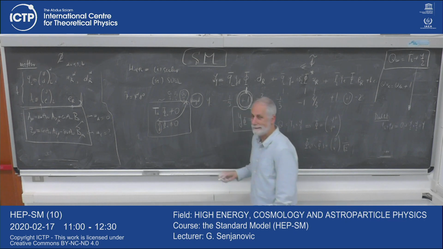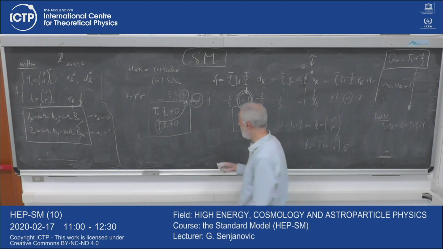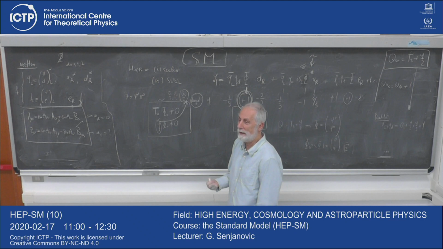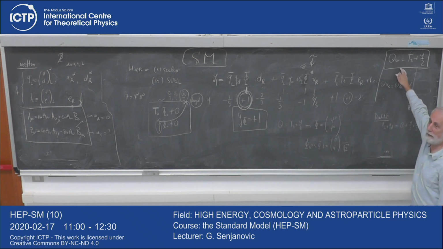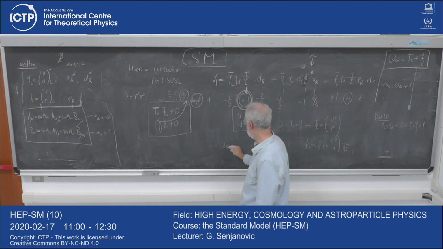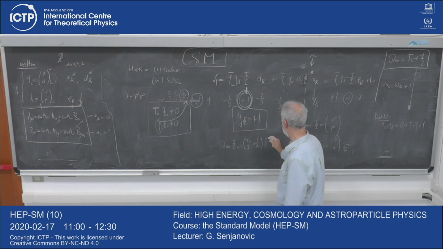I'm giving you a hint. I just want you to say it. I can take any linear combination of these guys. They are as good as the others. For example, this particular linear combination is very interesting. So I look at Q, electromagnetic, acting on phi 0, which is sigma 3 over 2 plus a half hypercharge, which is 1, acting on phi 0. What do I get?